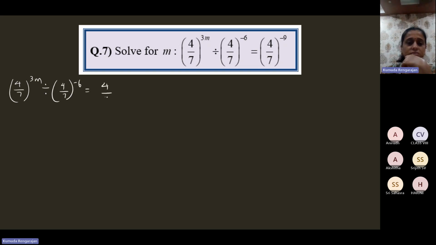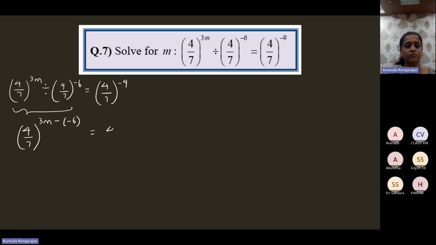So this is the question. On the left-hand side, you see the bases are same and it's division. So we have to subtract the powers. Write the base as it is. Subtract the powers: 3m minus minus 6. So this is 4 by 7 to the power 3m plus 6 equals 4 by 7 to the power minus 9.